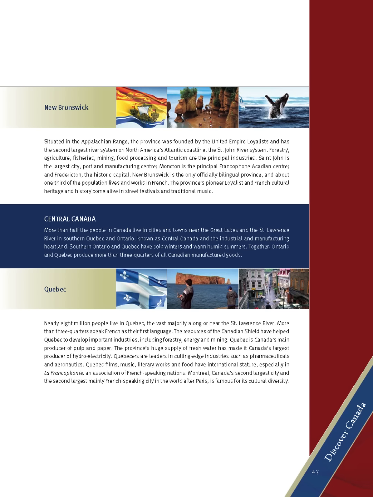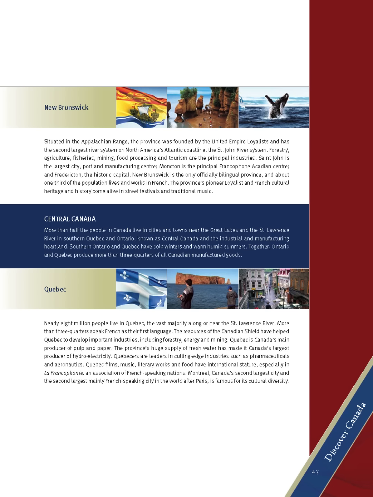Forestry, agriculture, fisheries, mining, food processing, and tourism are the principal industries. St. John is the largest city, port, and manufacturing center. Moncton is the principal Francophone Acadian center, and Fredericton, the historic capital.